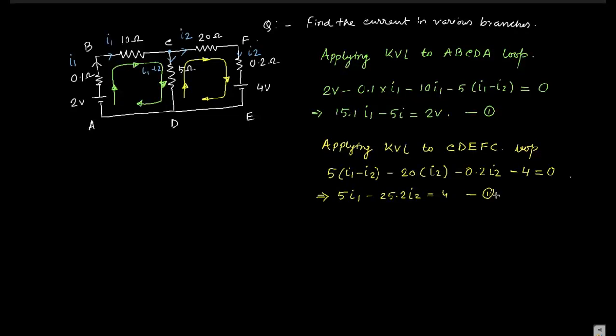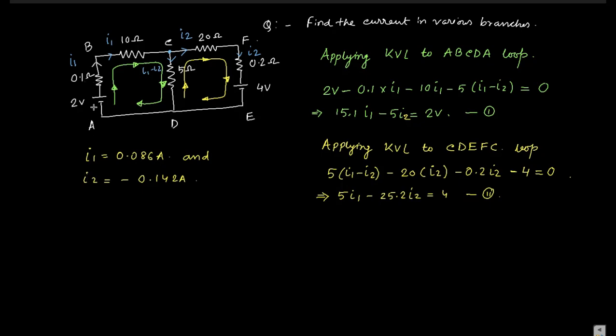Here if you solve these two equations, it is easy to solve. It is like x and y; there are only two variables, I1 and I2. After solving it, you can get I1 is equal to 0.086 ampere and I2 becomes minus 0.142 ampere. Okay, these are the currents.